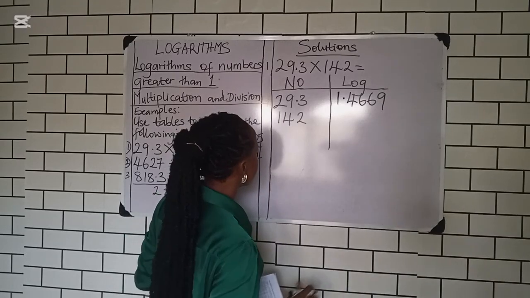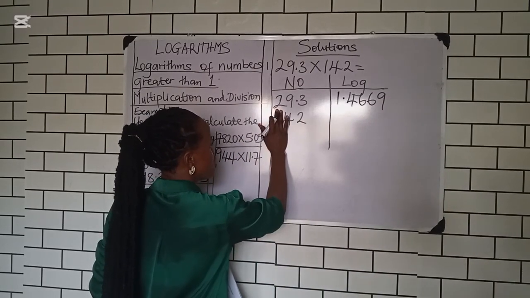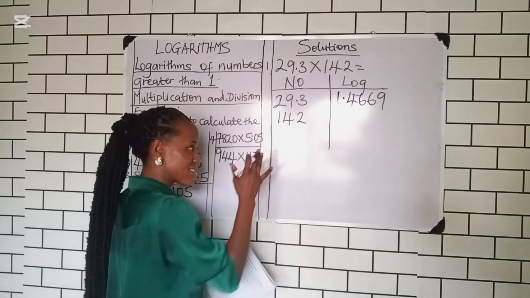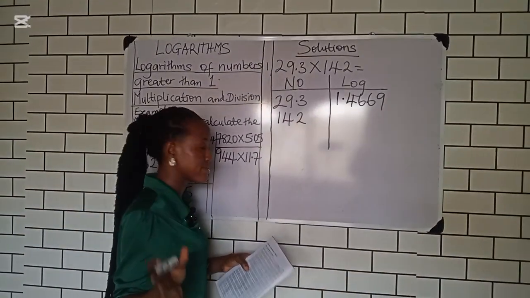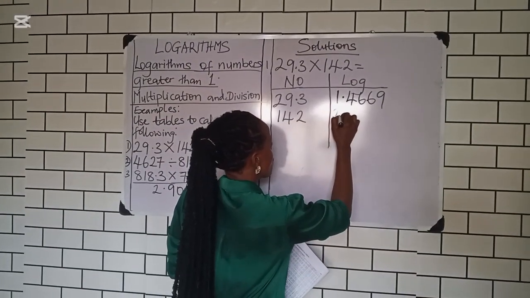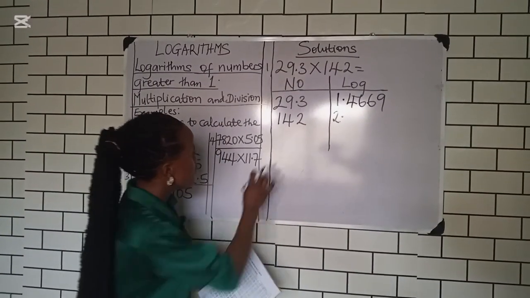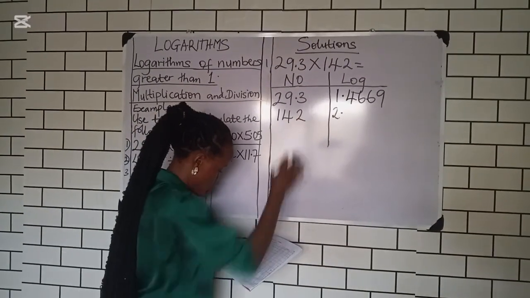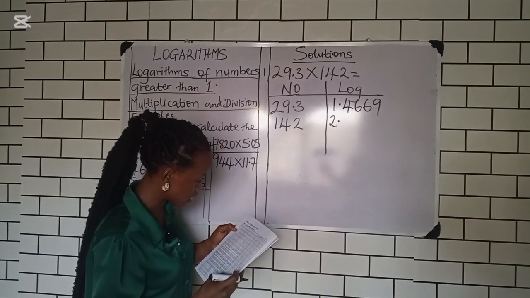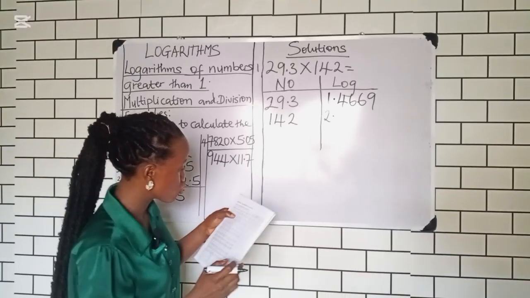Our characteristic here, there's no decimal point. You can remove the first digit and count the remaining figures, which is 1, 2. Or you can write it in standard form, just like I always say. Our characteristic part is 2. We are going to look for log 14 under 2. 14 under 2 is 1523.